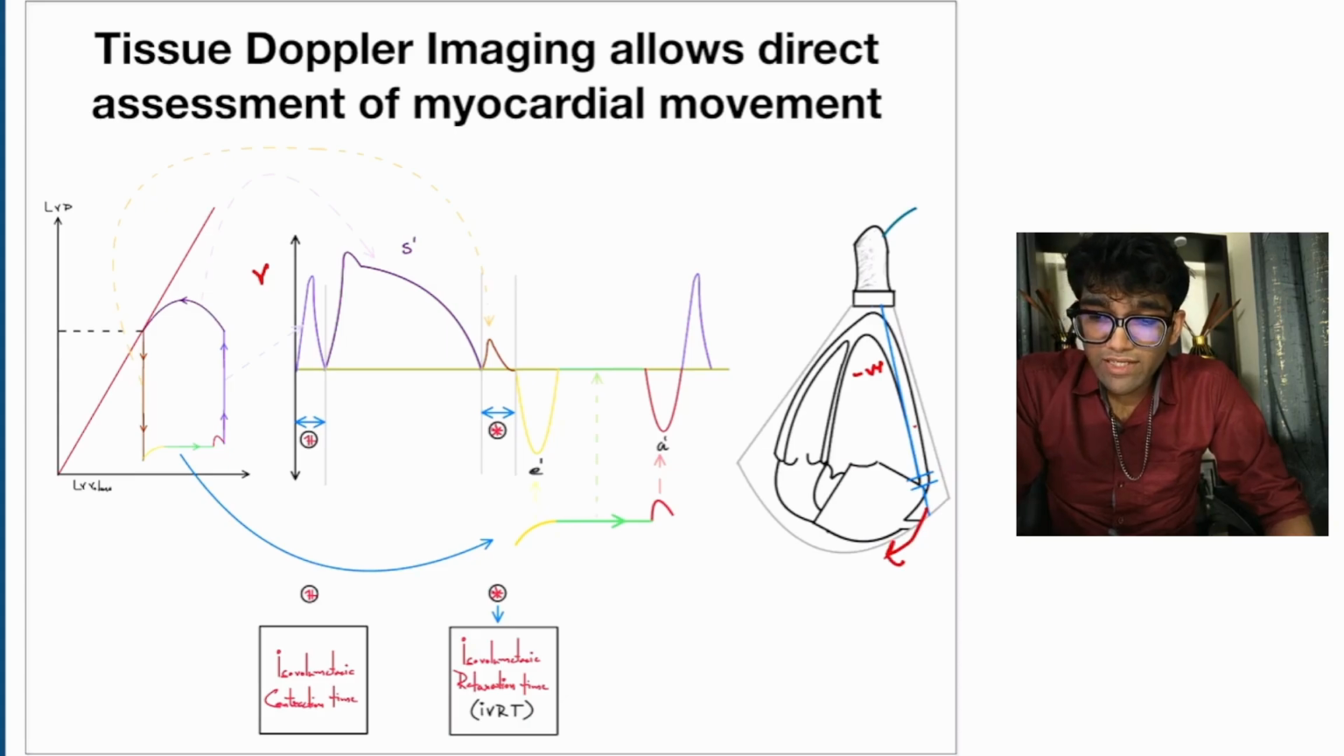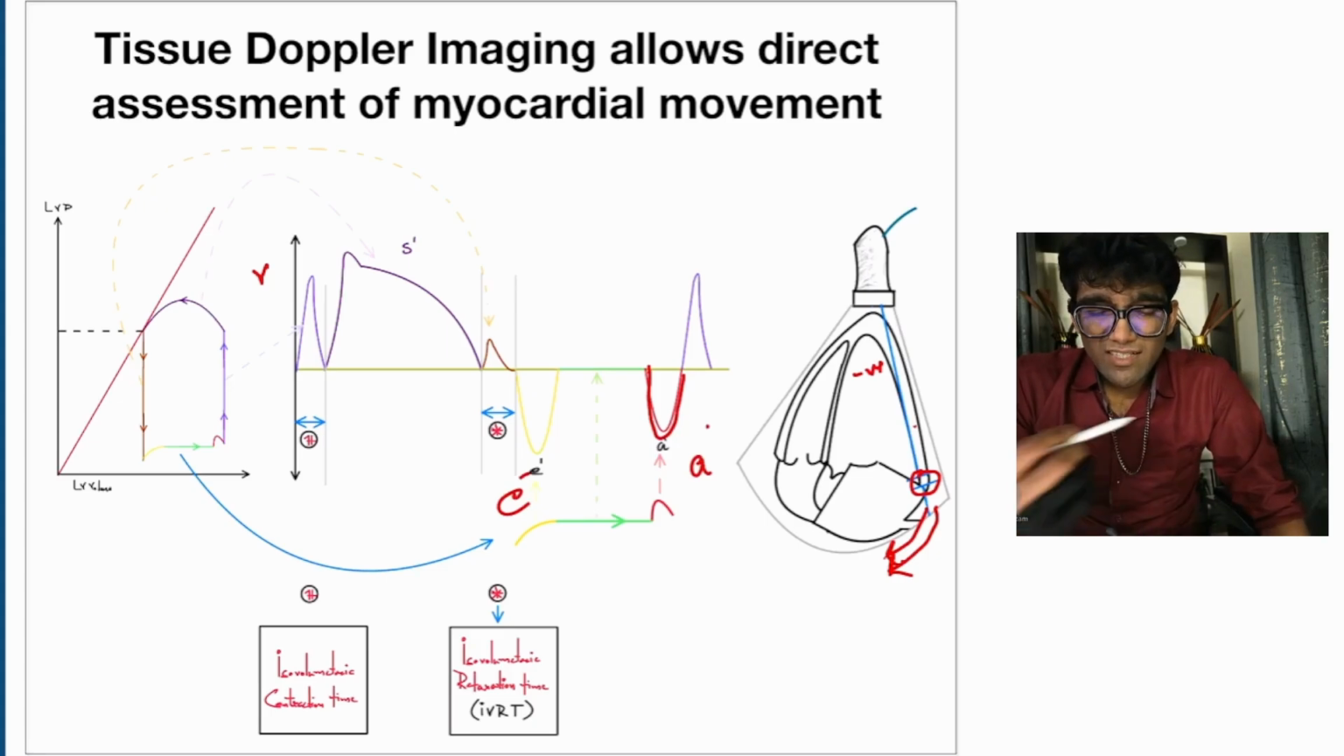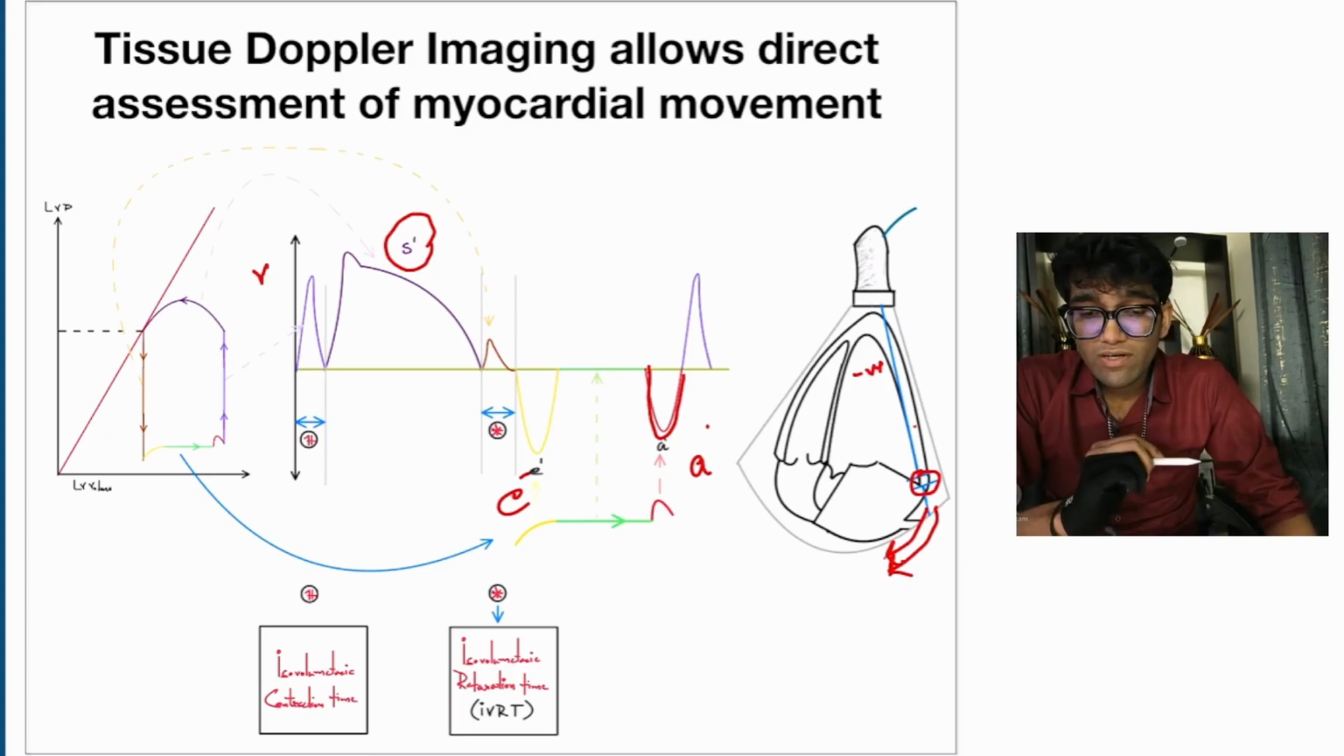Now the atrial kick will also pull this tissue away from the probe, producing a negative deflection. So this is then called the A prime wave. So this is the E prime wave, and that is the A prime wave. Now, just as a side note, during systole, we've already discussed this is the S prime wave. So this is what we were assessing when we were assessing left ventricular systolic function.